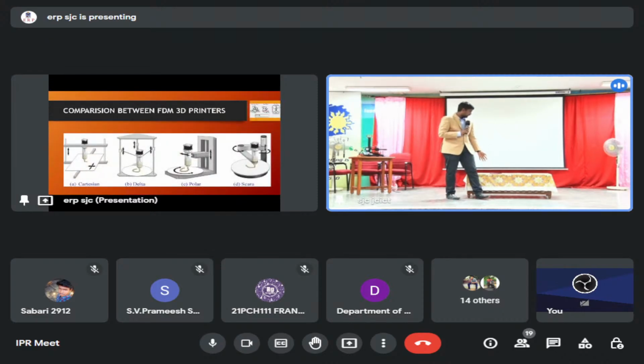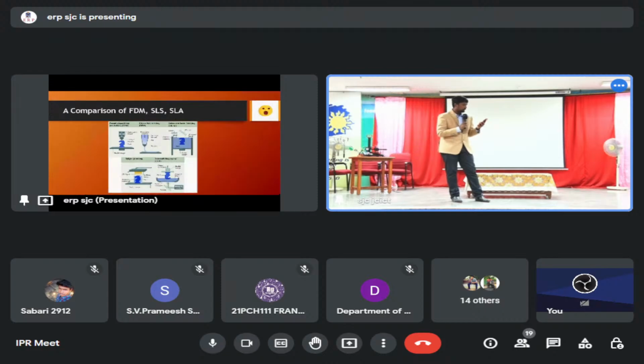So in the FDM type of treatment, we have seen the comparison now. So you can better understand how it works, how all the treatments work. This is a comparison between FDM, SLA and SLS.